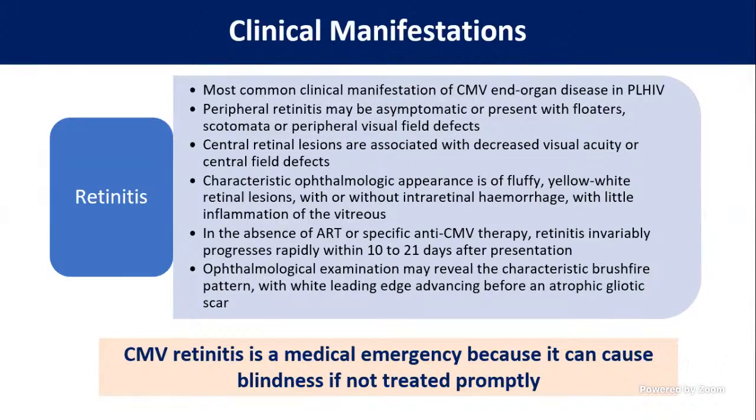And invariably, it rapidly progresses within 10 to 21 days, and it's a medical emergency because it can cause irreparable blindness if not promptly treated. It is a medical emergency. If you have CMV retinitis, you have to intervene fast. You cannot wait till sometime the drug is coming. It will result in loss of vision of one eye, and very quickly it will involve the other eye also. So the patient will have bilateral loss of vision very quickly if you don't intervene.